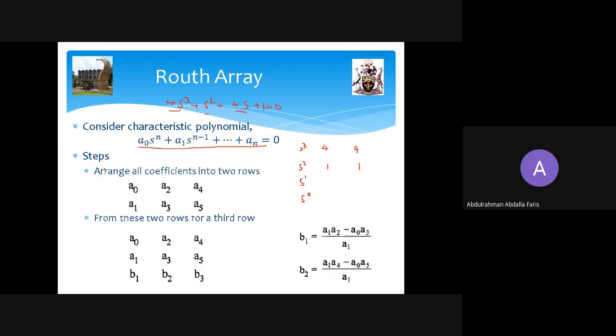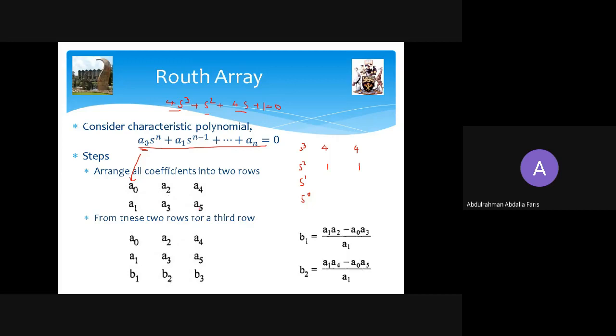So basically, what he's saying is arrange all coefficients in two rows. You start with this, which is A0. You skip A1, you go to A2, which is that. You skip A3, you go to A4, which is that one. And then you go to A1, skip A3, A5. Is that okay?